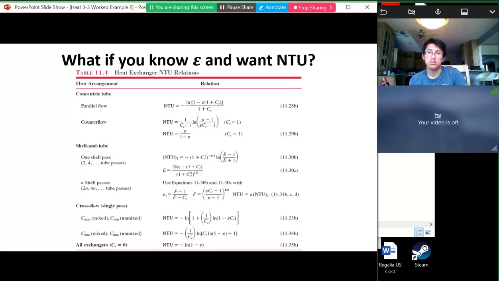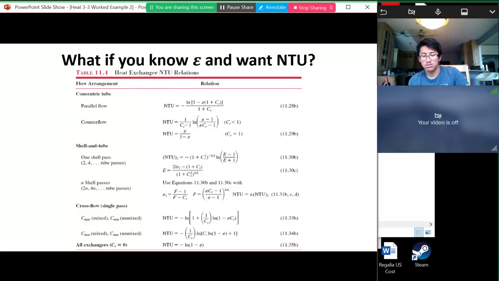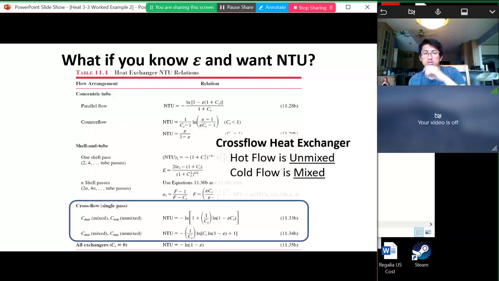So I want to find NTU as a function of effectiveness. So I look here on table 11.4. I look through and I'm trying to find cross-flow heat exchangers. So now I have two different equations that I could pick.